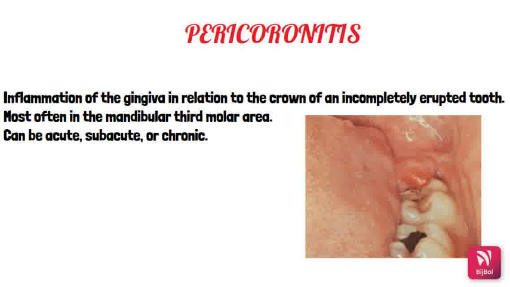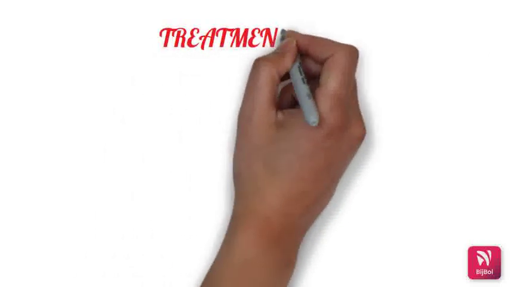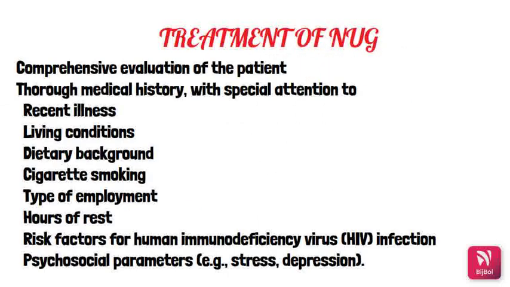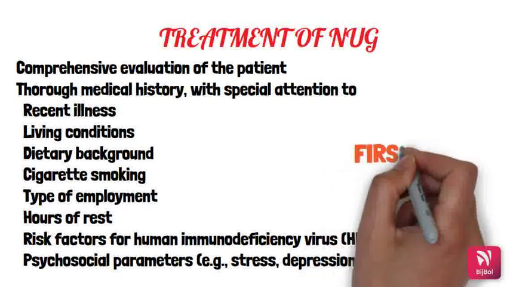It is performed when you decide to retain the tooth. In such cases, you will be performing operculectomy. In some cases, you will be deciding to extract the tooth. It will depend on several factors. Next, we will see about the treatment of these acute gingival infections. In the first one, we will see the treatment of necrotizing ulcerative gingivitis.